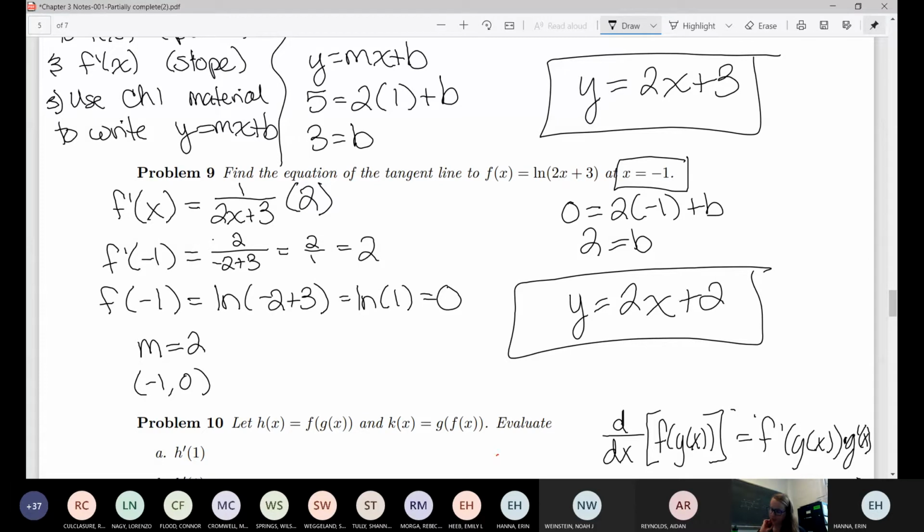All right. So that's how we find a tangent line. No matter what, always the same process. The derivative in the value, plug in the value to the original function, y equals mx plus b it.